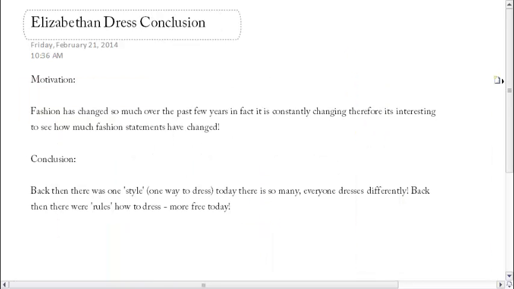To conclude my presentation, the motivation behind inquiring this subject was that fashion has changed so much over the past few years. In fact, it is actually constantly changing. Therefore, it's interesting to see how much fashion statements have changed and what has still stayed. To conclude, I'm very interested in this subject, and thank you so much for listening.